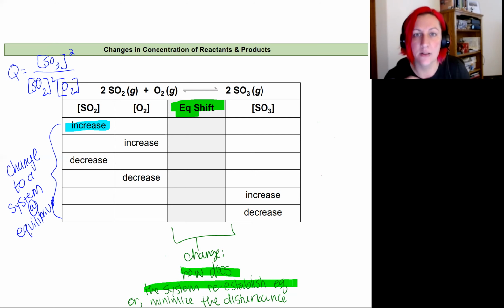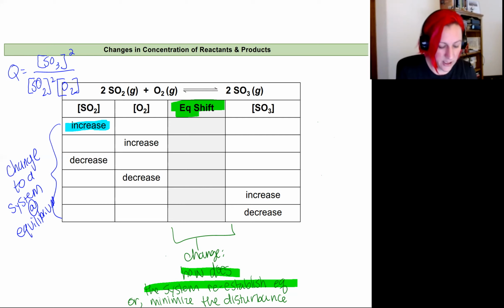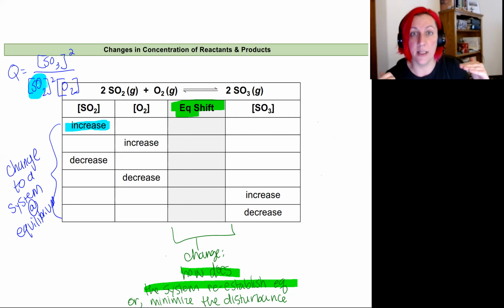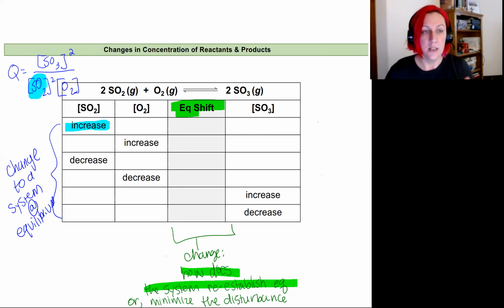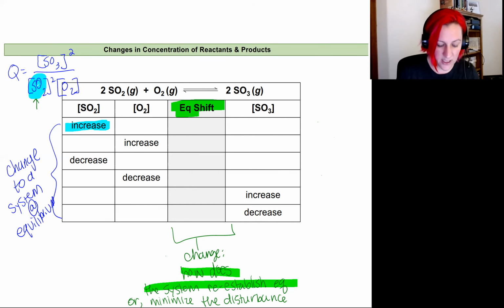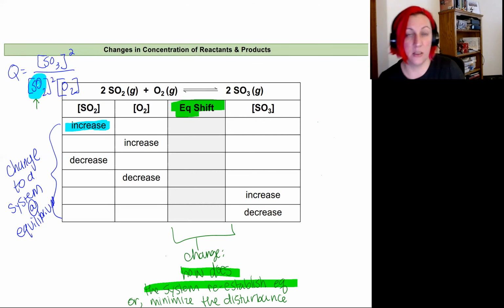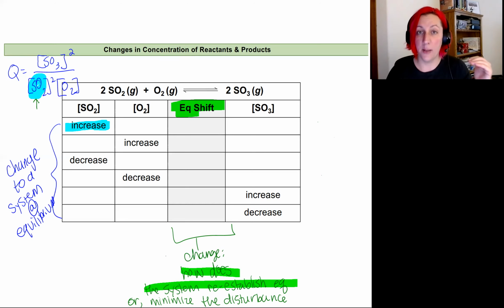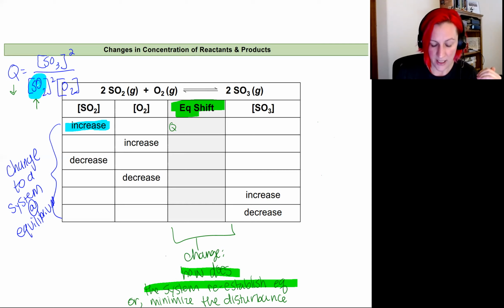Well, yeah, we are. So what happens next is the question. Let's talk about that. We increase sulfur dioxide. That's going to increase something that's on the denominator of our mass action expression, or equilibrium expression. So when we do that, we'll calculate a value that is smaller. If my denominator increases, then the number I'm calculating will decrease. And so my Q is going to become less than K.